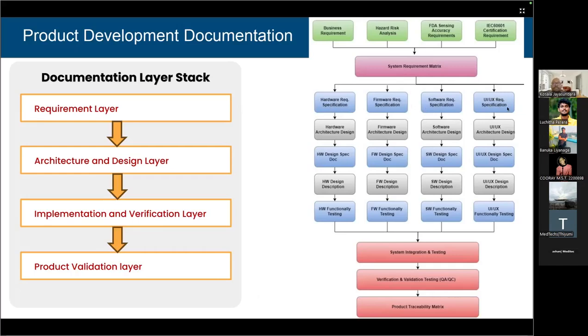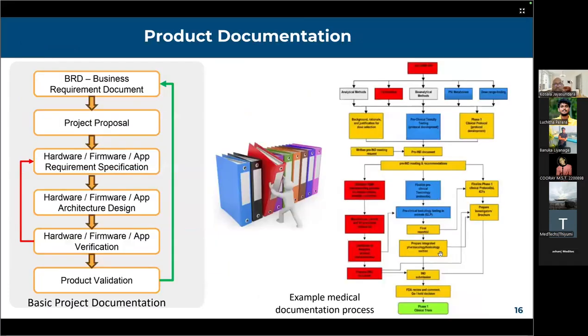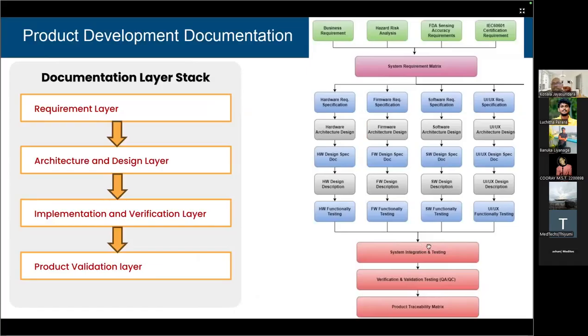So when you have those requirement specifications properly listed down for hardware, firmware, software, and UI UX teams, those teams can work separately to build the architecture based on these requirement specifications, and then do the designs, do a design implementation, and then do design specification documents, design description documents, and then individual functional testing. Hardware guys will do hardware functional testings, software guys will do software functional testings, and then we have to integrate everything together and do an integration testing. That's the product integration testing to make sure the whole product works. And the system integration testing links to the system requirement matrix.